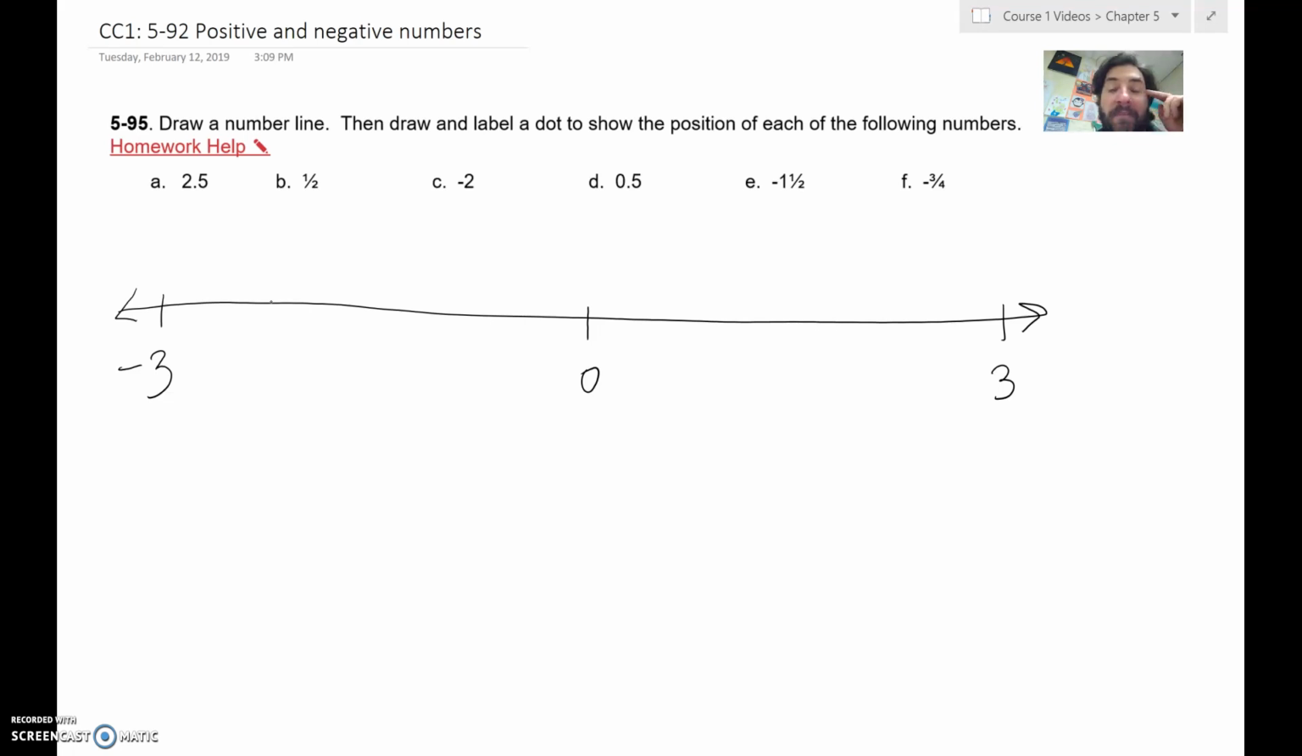So what should I count by? Well, I need -2, and so it would make sense to have numbers 1, 2, and 3, so dividing it into 3 equal parts. So 1, 2, and 3, and I should do the same thing here, dividing it into 3 equal parts. So that'd be -1, -2, and -3.